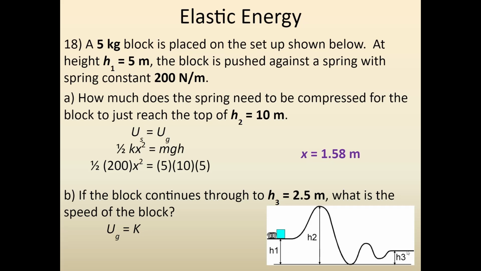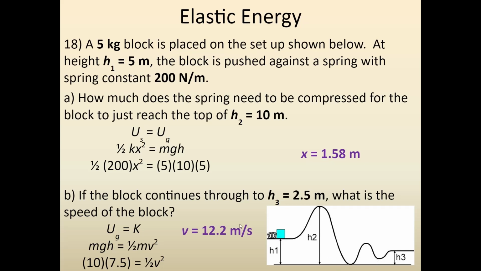H3 is now going to be 0. So this is at 2.5. That means that my H2 is going to be at a height of 7.5. So plug that in, and I end up getting that the speed is going to be 12.2 meters per second.